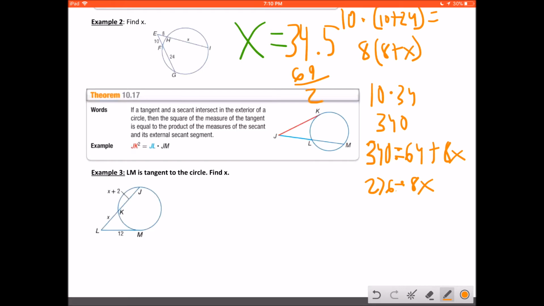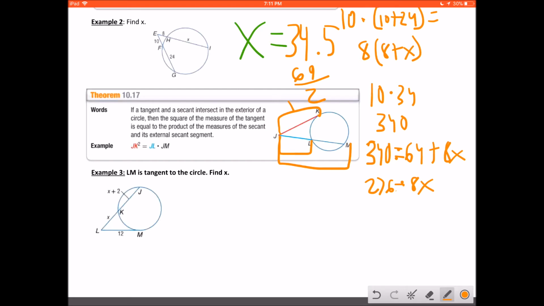Either one works. And this is the other theorem. If a tangent and a secant intersect in the exterior of a circle, then the square of the measure of the tangent is equal to the product of the measures of the secant and its external secant segment. Again, sounds kind of weird, but that's just saying that this length, when you square it, equals this short length times this whole length. So like this.